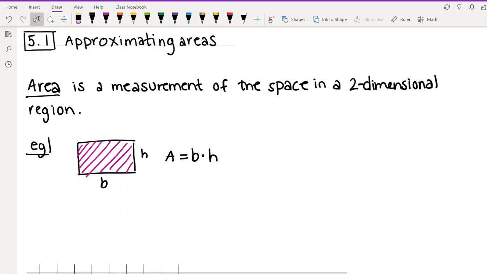And another simple example would be a triangle, right? So if you have a triangle, how do you find the area of a triangle? Well, you have to measure the height from the top down to the base, a perpendicular height like that, and that is h. And then the area is going to be 1/2 times the base times the height.